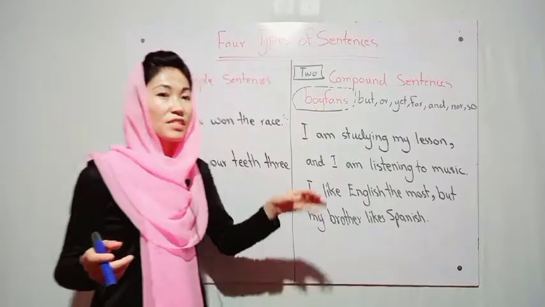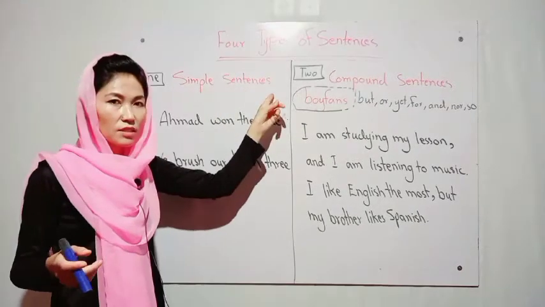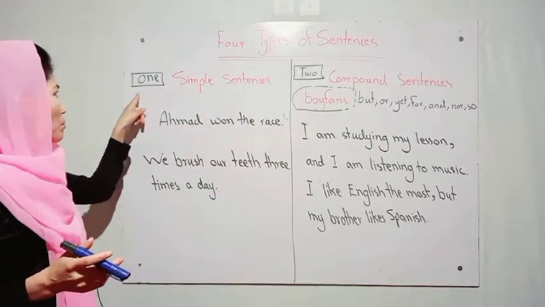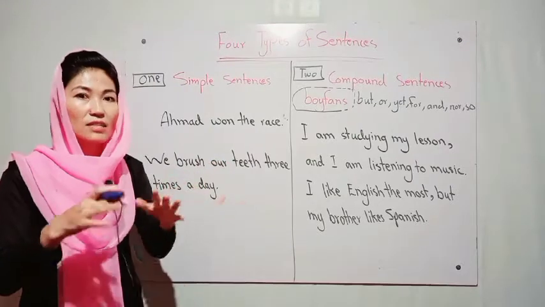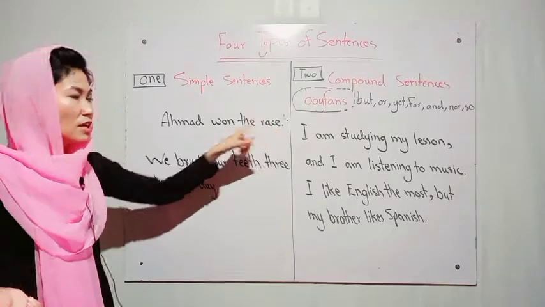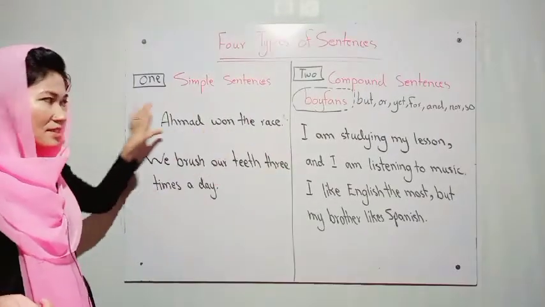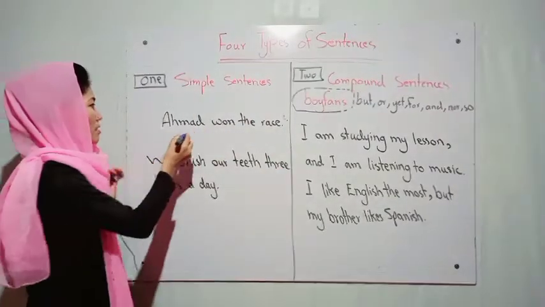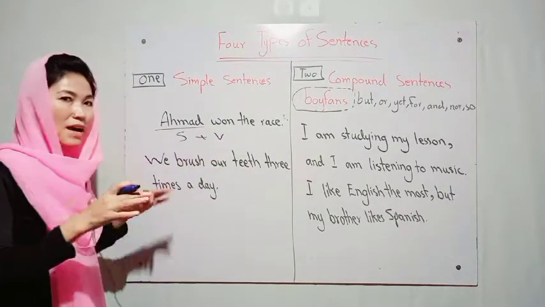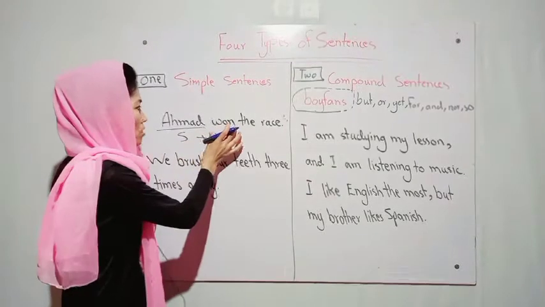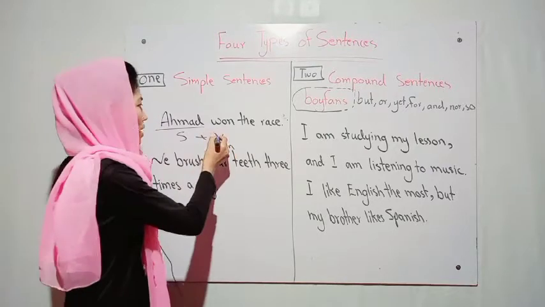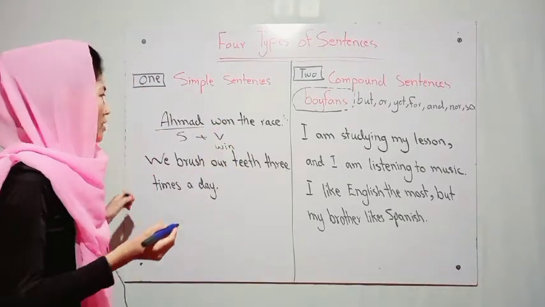The first type of sentences is a simple sentence. A simple sentence is an independent clause. So we can say one independent clause for a simple sentence. For example, Ahmad won the race. This is a simple sentence. Ahmad is the subject of the sentence, plus the verb. This is past simple. Won is the second form of win.